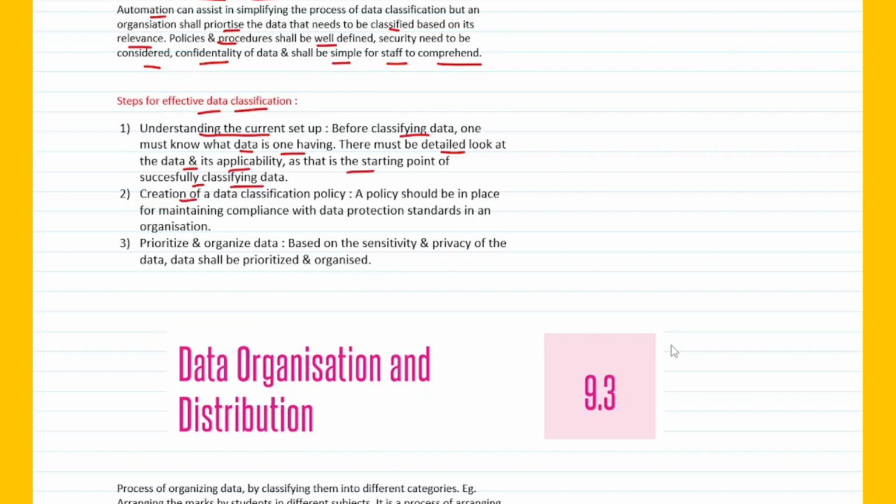Second thing is creation of a data classification policy. First you need to understand the setup, then you need to create a policy. Policy is what? A policy should be in place for maintaining compliance. So whenever you talk about policy, you talk about compliance with data protection standards in an organization. Finally, you talk about prioritizing and organizing data. So first you understand the current setup, then you create a data classification policy, and finally you prioritize and organize data. It is based on what? It is based on the sensitivity and privacy of the data. Data shall be prioritized and organized, right?